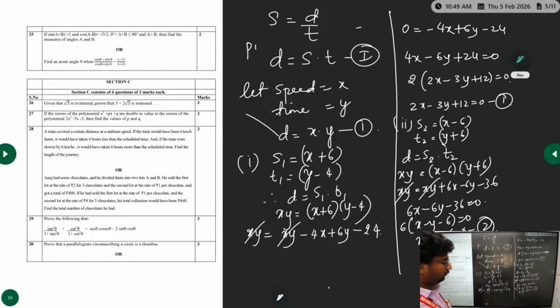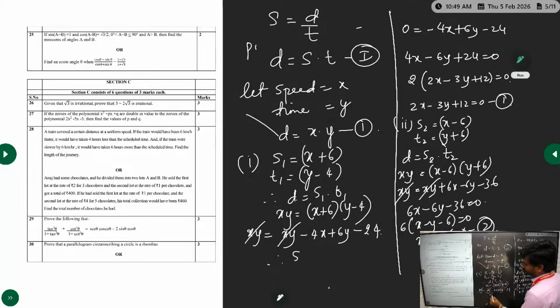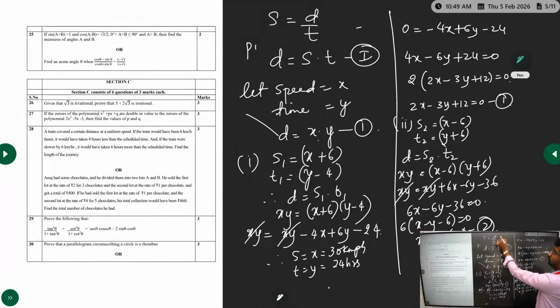So conclusion: therefore speed of train, speed S equal to x. How much did you get? 30 kilometer per hour. Time taken by train, 24 hours. Then what is the total distance traveled by the train? Here the x and y values, that is 24 into 30, which is nothing but 720 kilometer. If you write up to this much, you will get full marks.